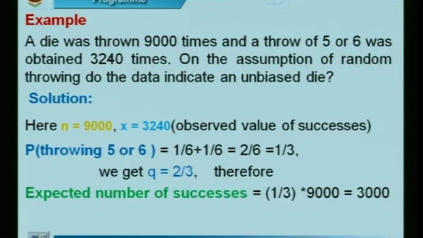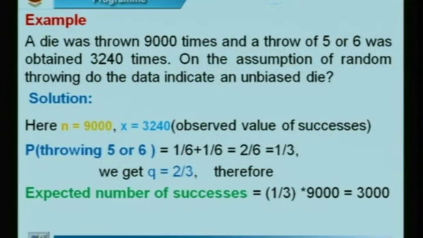That is 3,240 times. Dear students, what you have to understand here is: what is the probability of throwing 5 from a single die in a single throw, and what is the probability of throwing 6 from a single die in a single throw? Here, as you are aware, a throw of 5 or 6 was obtained. That means a throw of 5 or 6 is nothing but an application of the addition theorem on probability.